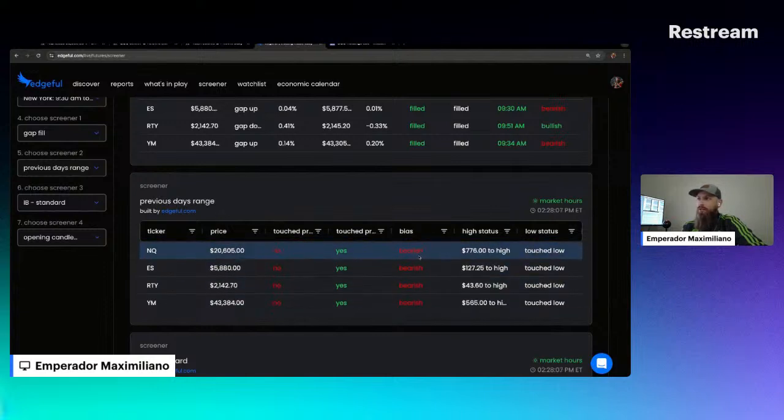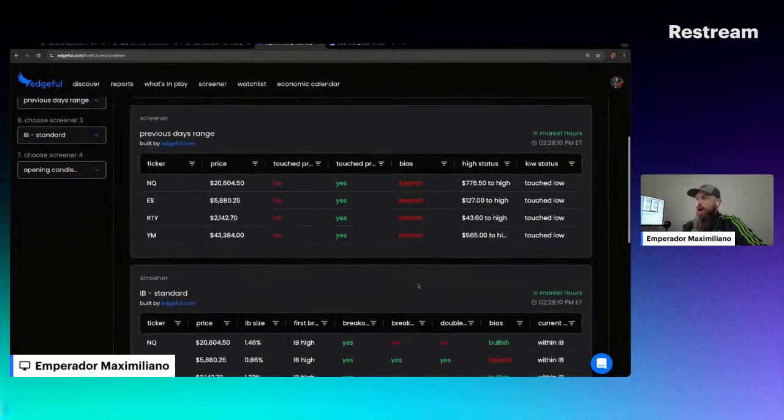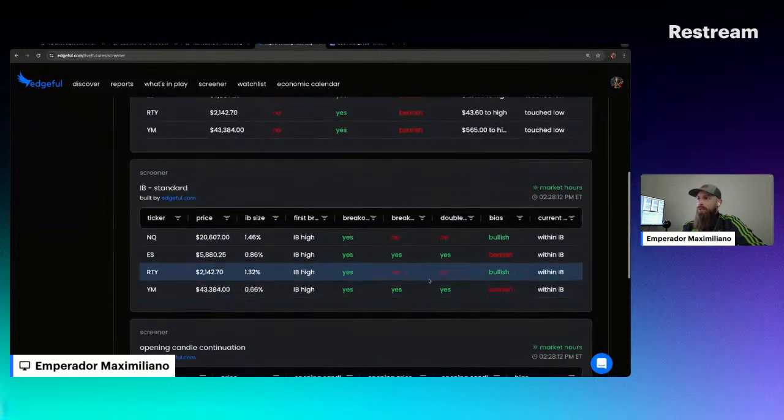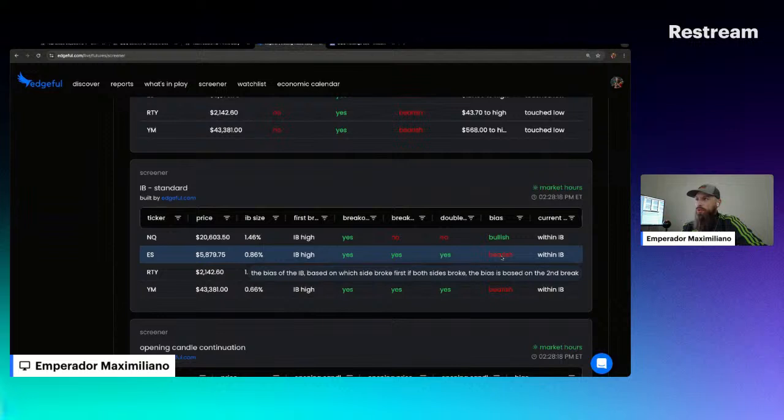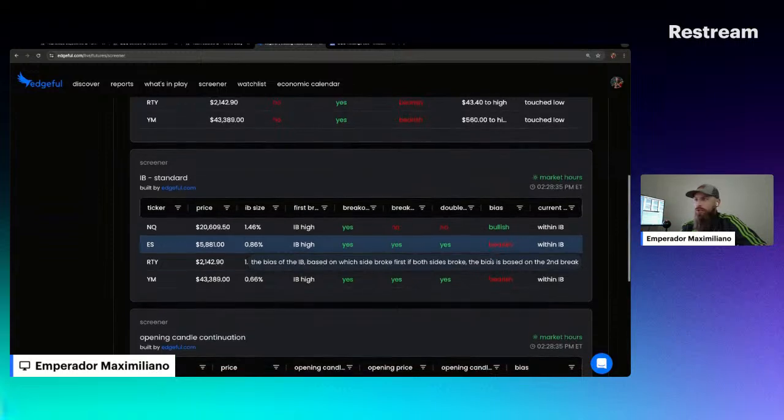I want to keep that in mind throughout the entire day today. But if I continue down, IB, I have bullish on NQ. I actually have bearish on ES because it was a double break. Earlier this was bullish, but we did have a double break, and because the second break was to the downside, that created the bearish piece right here. If I just hover over it, it tells you the explainer. So if you're ever confused on one of the reports, you just hover over it and you've got an explainer right there in the middle of your screen.